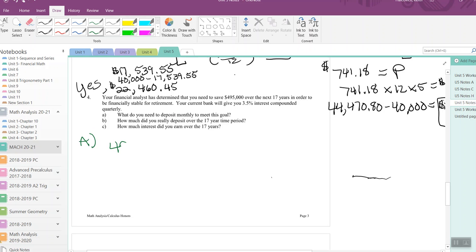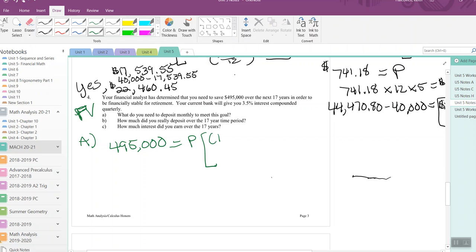your future value is $495,000. That's what your future value is. Sorry, future value, because you're saving. You're making deposits to save. Present value is when you owe. So you want to find what your deposits are.